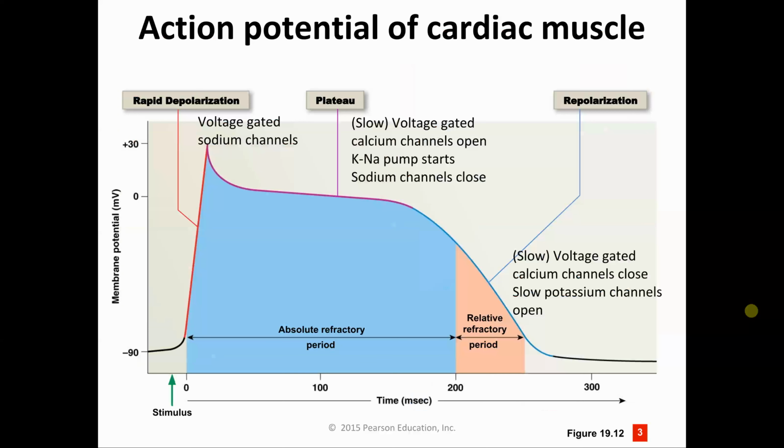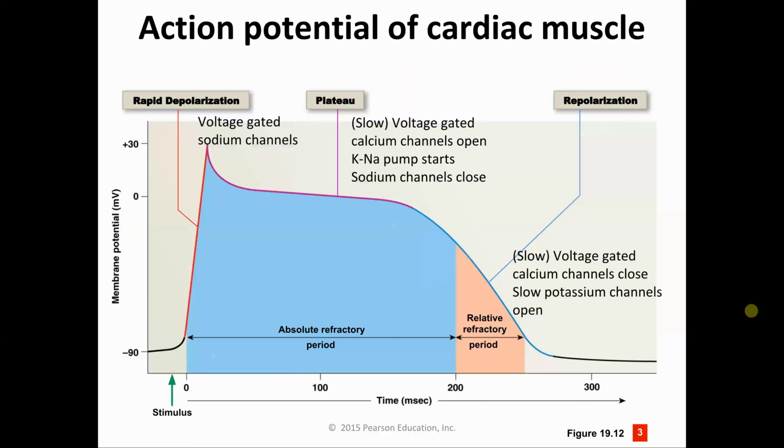So then what's going on at each of these steps? You have rapid depolarization, just the same as skeletal muscle tissues because of those voltage-gated sodium channels. The contraction is extended longer because there's slower voltage-gated calcium channels. So remember that is what that calcium is allowing those cross bridges to form.